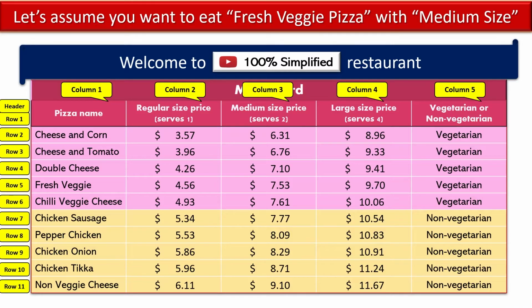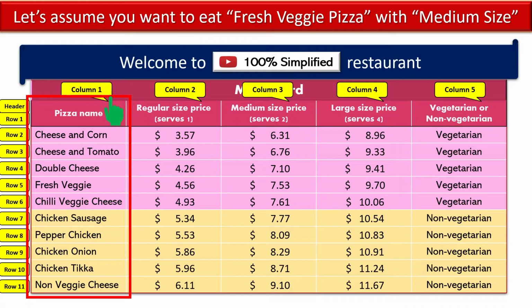Surprise, right? You won't believe that we apply VLOOKUP on a day-to-day basis when we are ordering food looking at the menu card. How do you do that? Let's say you wanted to eat fresh veggie pizza with medium size. So what you will do is go to the menu card. In the first column, you will search for fresh veggie pizza.